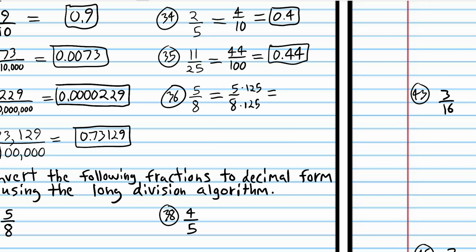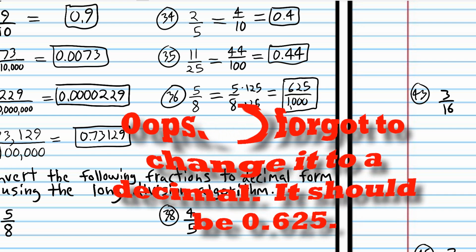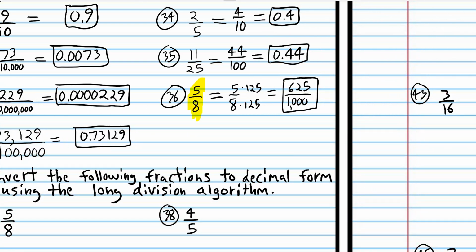So 8 times 125, of course, is 1,000. And 5 times 125 is 625. So there we have our fraction, which can be reduced, but I'm not going to make you reduce that. So again, the whole point here is that this one was not easy to do. And converting fractions to decimals gets even harder.